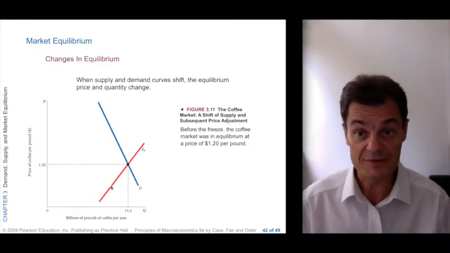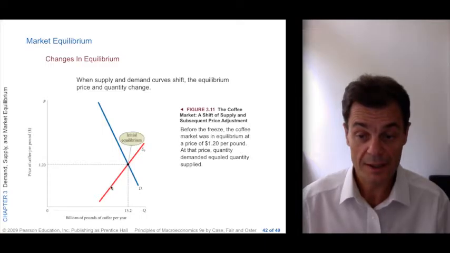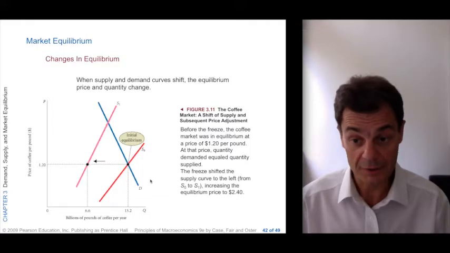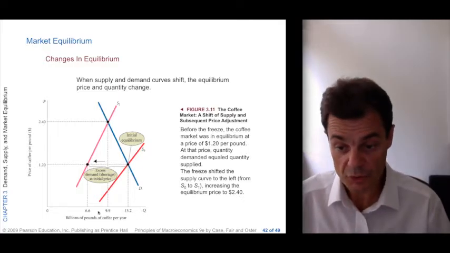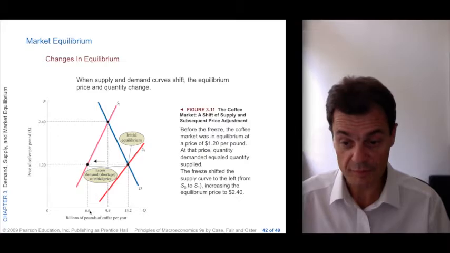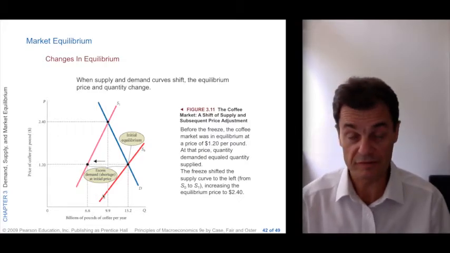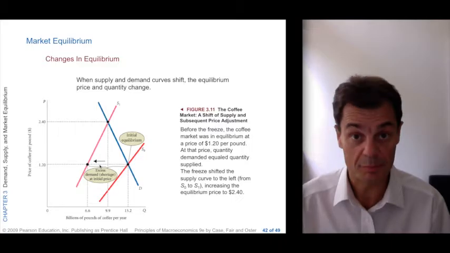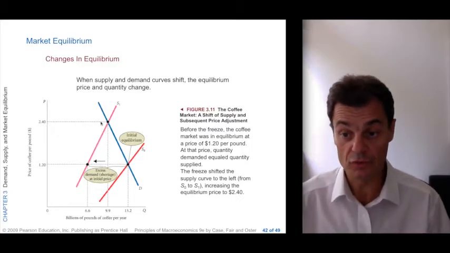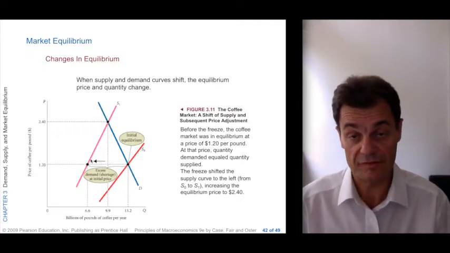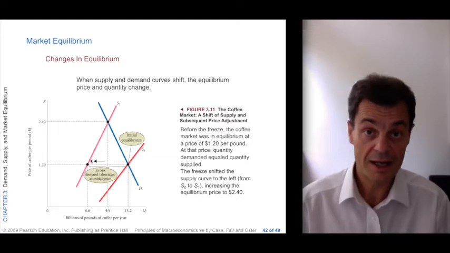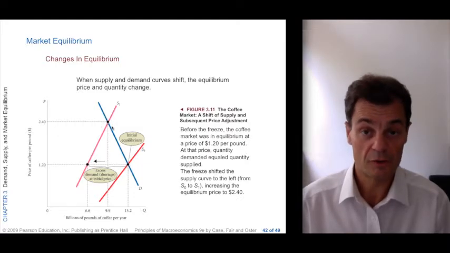There is less coffee offered, and you can see that from the initial equilibrium at 120, because there is now less coffee offered and the supply curve has shifted left, there is a shortage here of 13.2 minus 6.6 billion pounds of coffee per year. All of this quantity is not supplied, so the price has to go up from 120 to 240 for the market to find its new equilibrium. So a shift to the left of the supply curve has disrupted the equilibrium, and the new equilibrium finds its place at 240. The price increases.